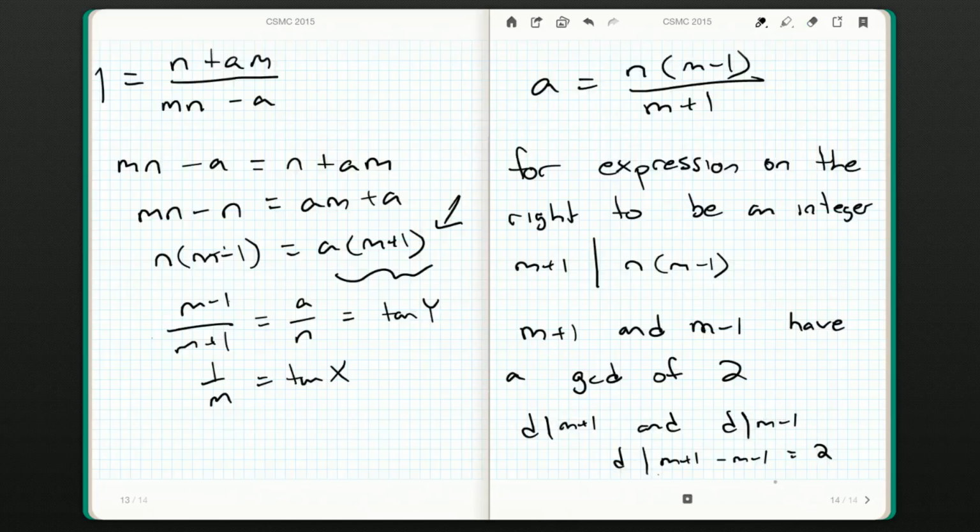So either m plus 1 and m minus 1 are both even, or they're odd. And if they're both odd, they have a GCD of 1. Which means that no part of m plus 1 is a factor of m minus 1. That means n has to have all the factors of m plus 1 in it. Because remember that a is an integer, so n divided by m plus 1 has to be an integer, because there's no way that any part of the m plus 1 is going into the m minus 1. So I think we might have some casework.